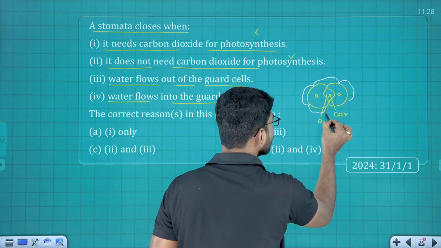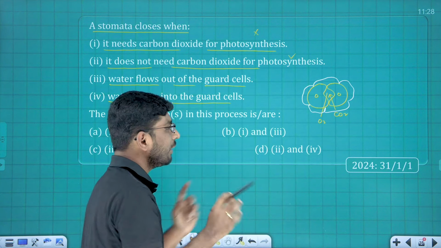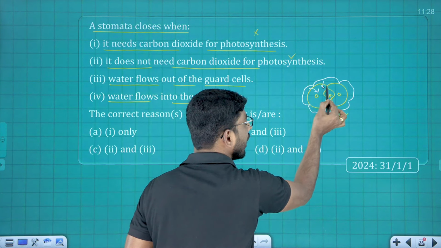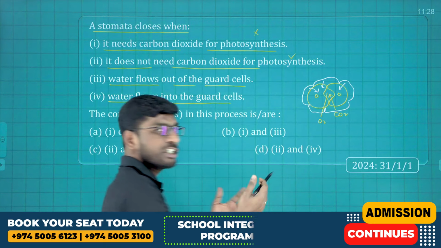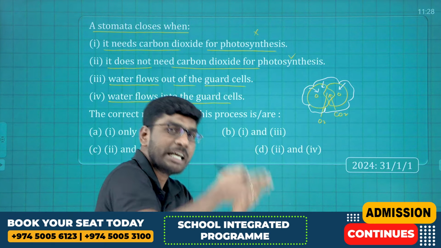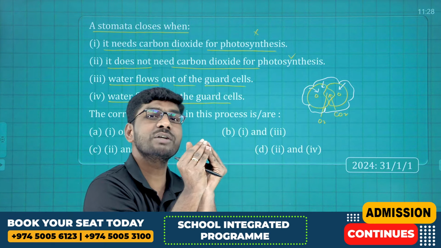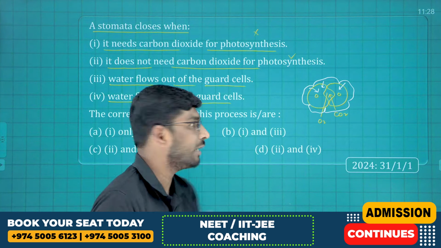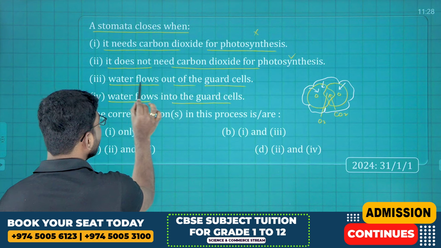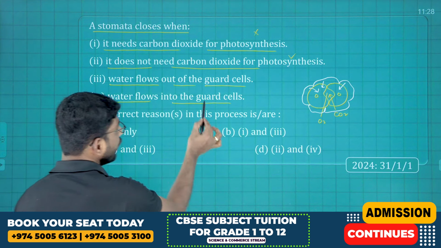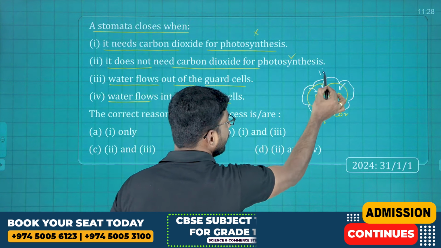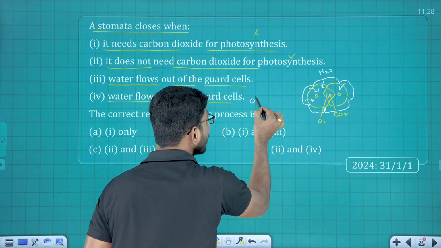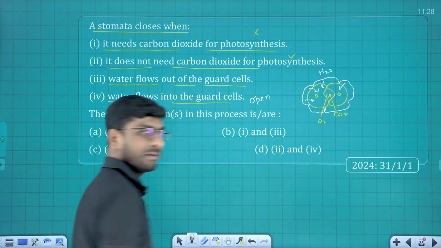You know the endosmosis and exosmosis process. Tell me, from this epidermal cell, water enters into the guard cell. It is called the endosmosis process. When water enters into the guard cell, the guard cells start to swell and open. Look here at what they mentioned: water flows out of the guard cell, water flows into the guard cell. When water enters into the guard cell, they start to what? Tell me, open.